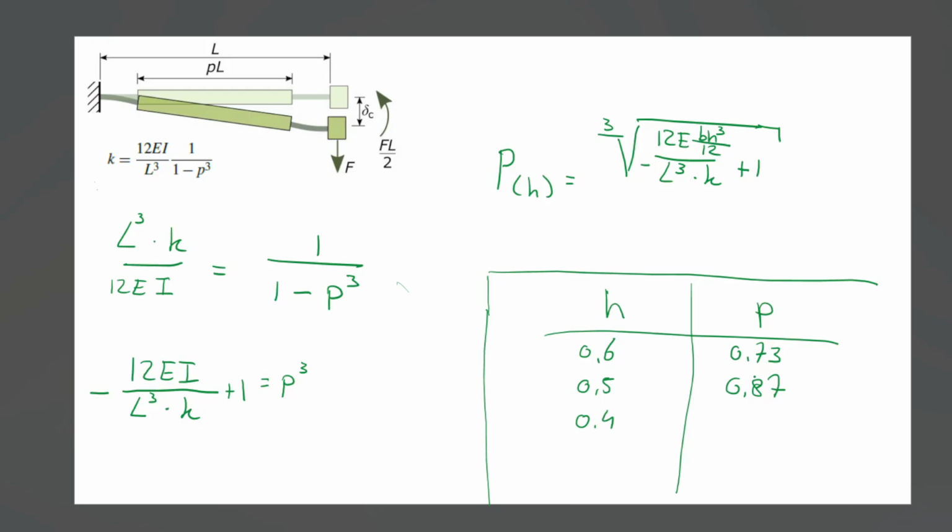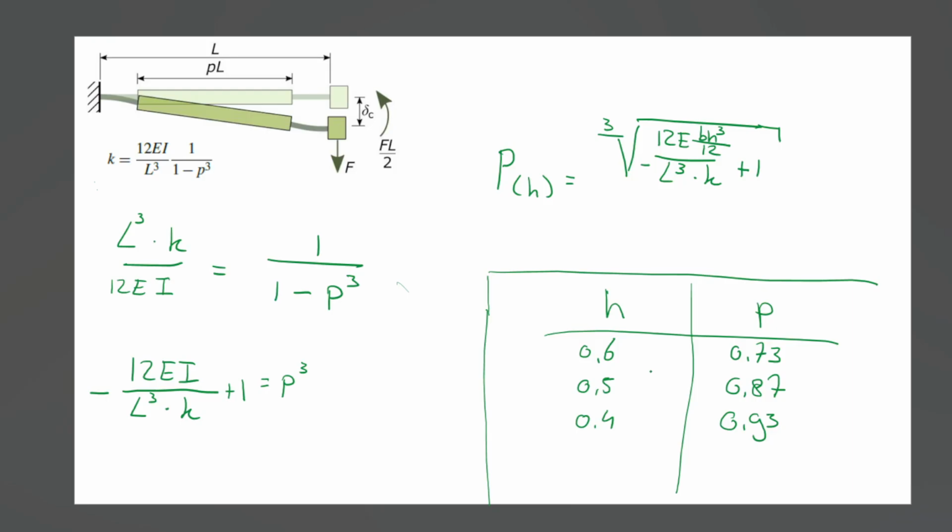0.5 gives us a value of 0.87. 0.4 gives me a value of P of 0.93. So, does this make sense? Yeah, right. Because the smaller the p-value gets, of course, the bigger that reinforcement has to be. Otherwise, that value will become very, very low. So this is basically what we have figured out.